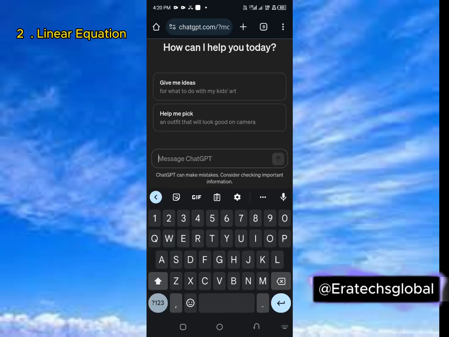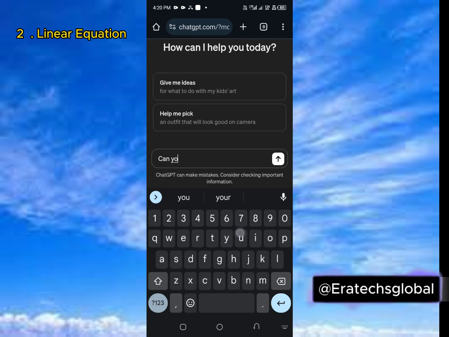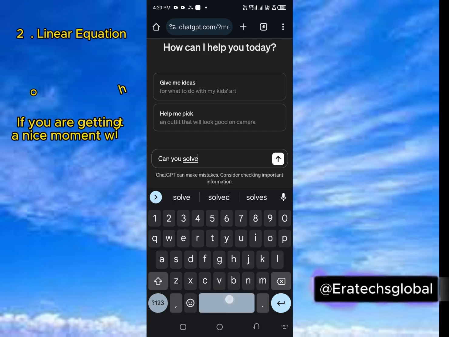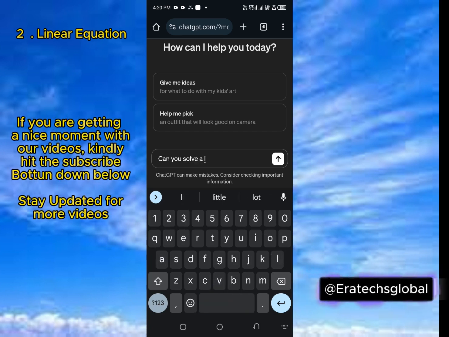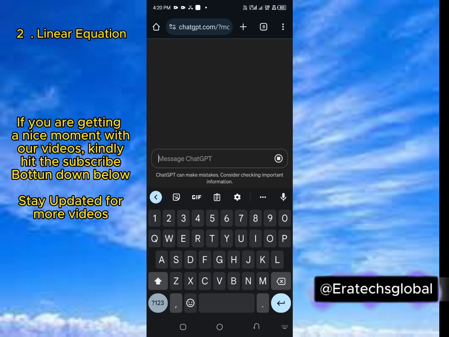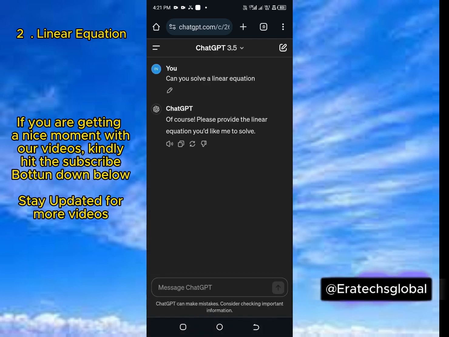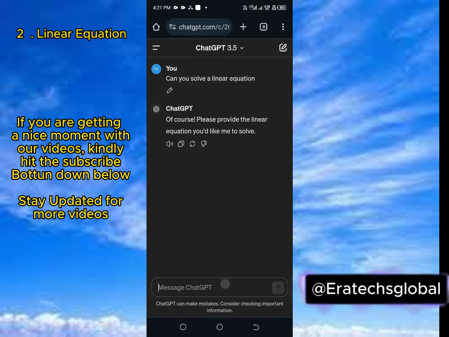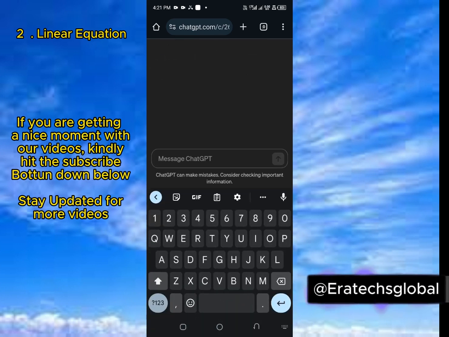This time let's ask ChatGPT to solve a linear equation. Remember we just did a quadratic equation. Now let's go into linear equation. Let's ask ChatGPT, can you solve a linear equation? Of course, please provide a linear equation you would like me to solve. Now ChatGPT will provide us the equation.